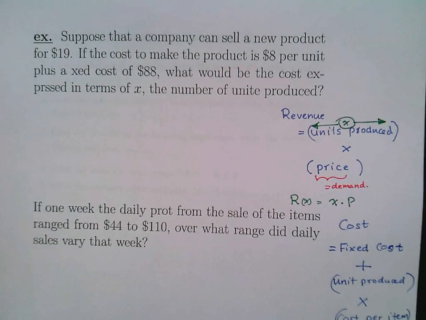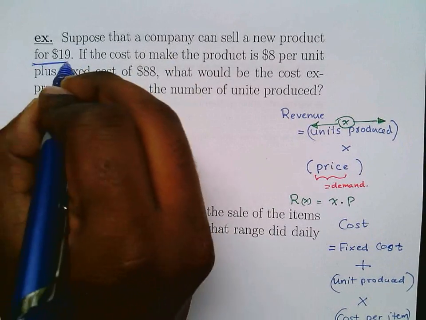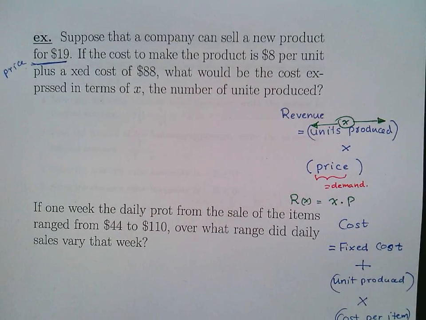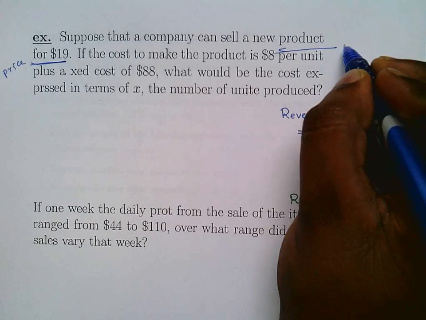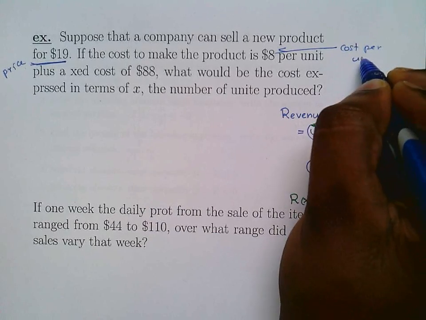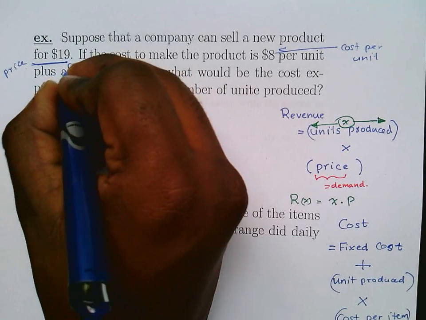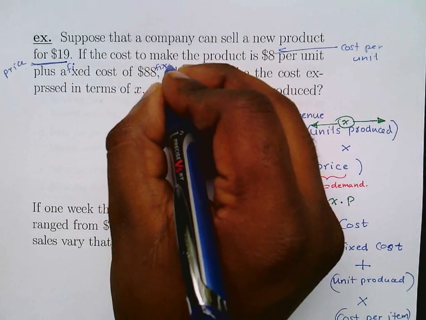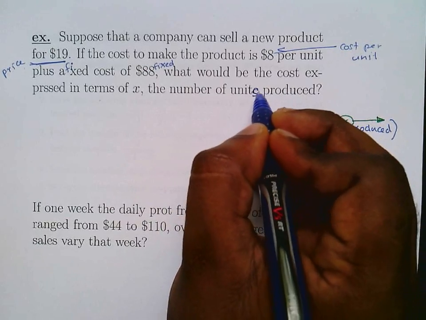So let's see how this goes. So a company can sell a new product. So this is the price, for $19. If the cost to make this product is 8 per unit, so this is cost per unit. Now there's a small typo here. It should be plus a fixed cost of 88. So this is the fixed cost. What would be the cost expressed in terms of X, the number of units produced?